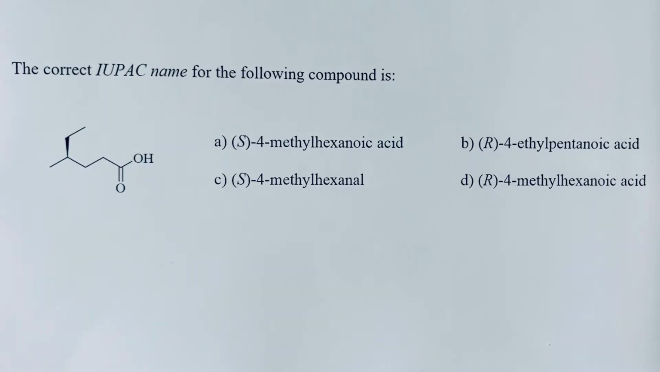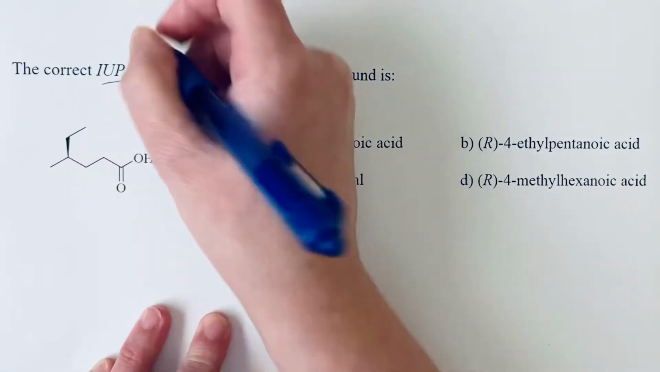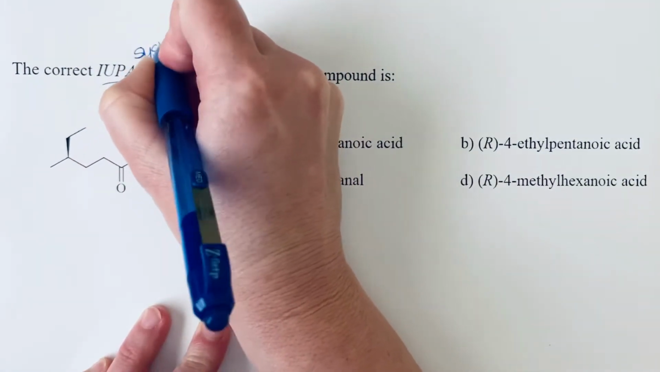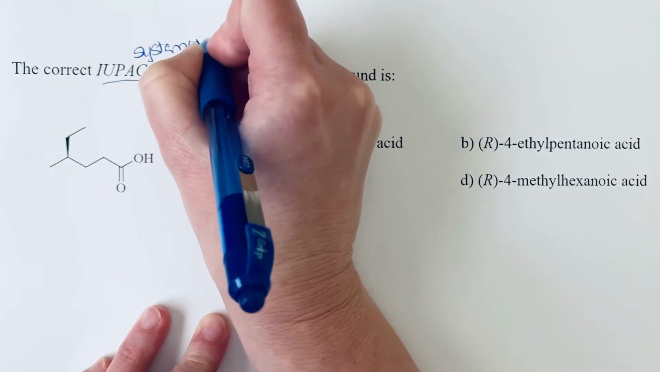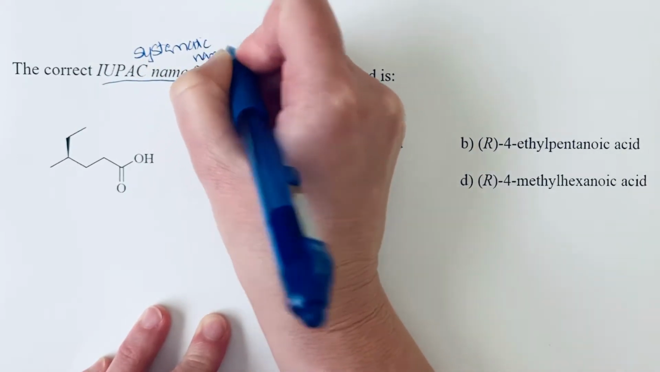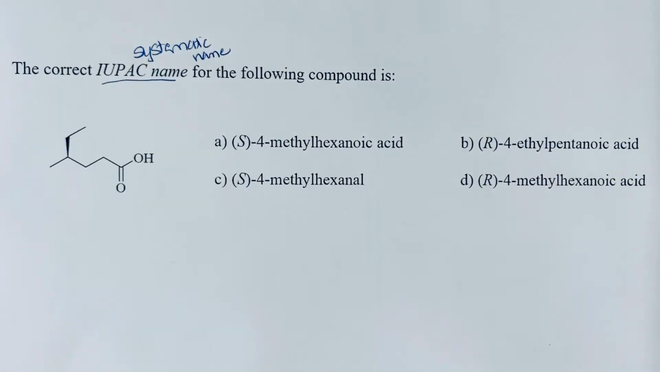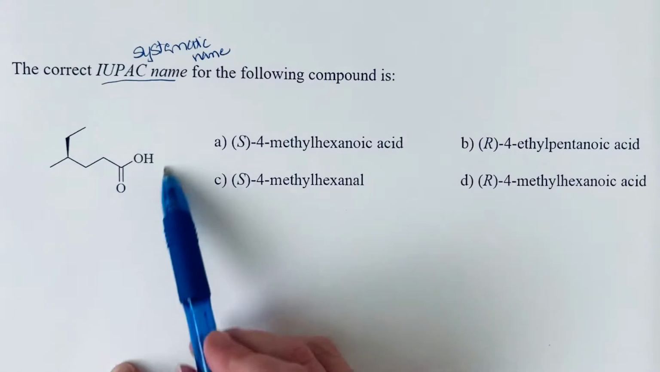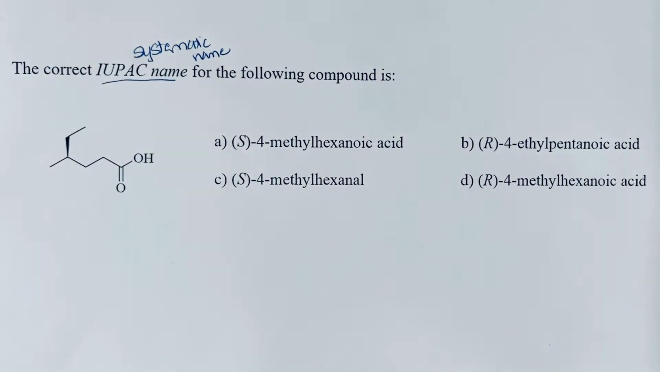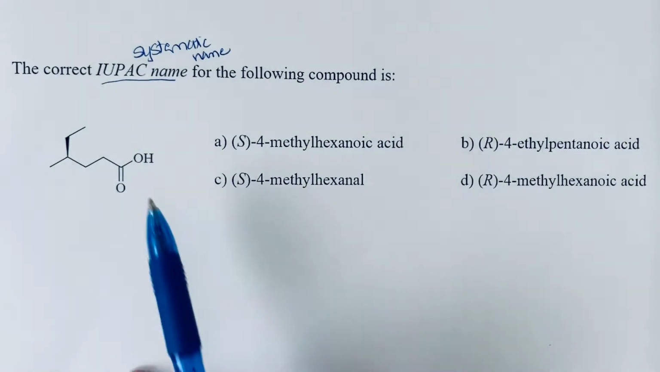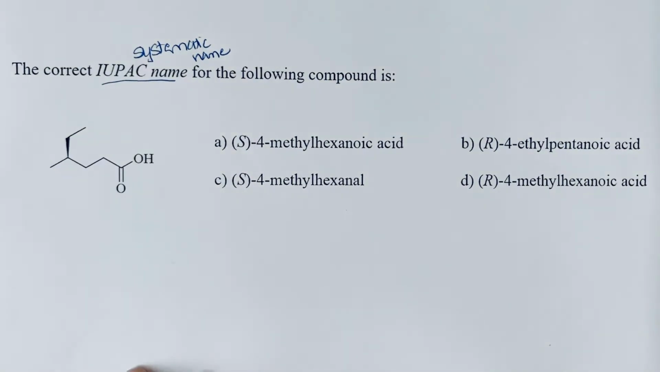The correct IUPAC name for the following compound is... Whenever we're looking for an IUPAC name, that is the systematic name. In our systematic nomenclature, we want to find the longest carbon chain that contains the principal functional group. The functional group we have here is a carboxylic acid, so we want the longest carbon chain that contains that carboxylic acid.